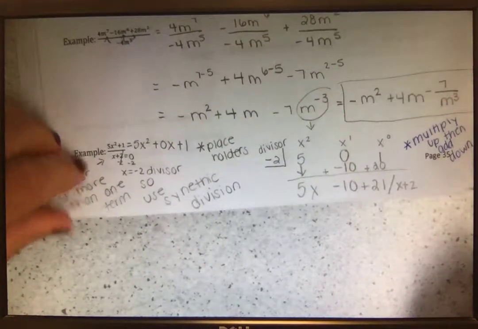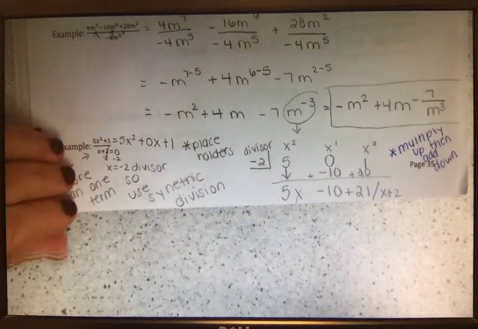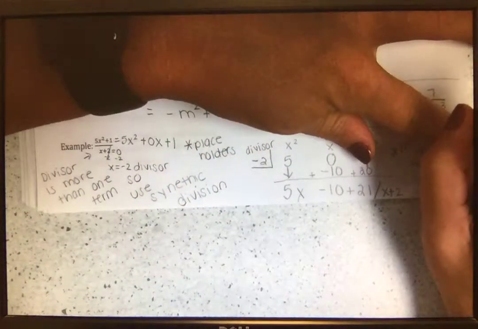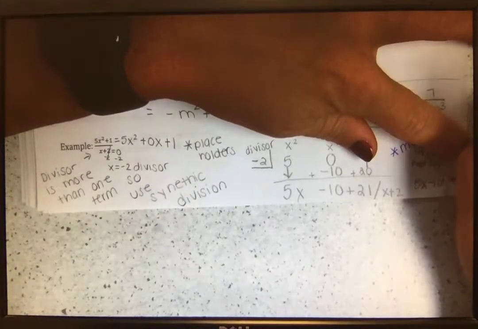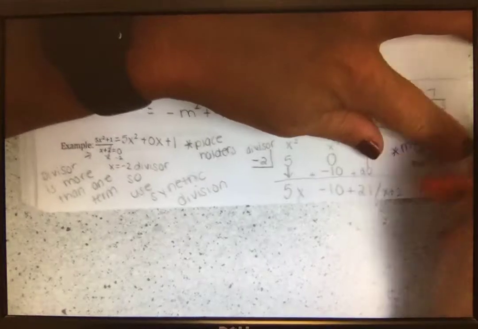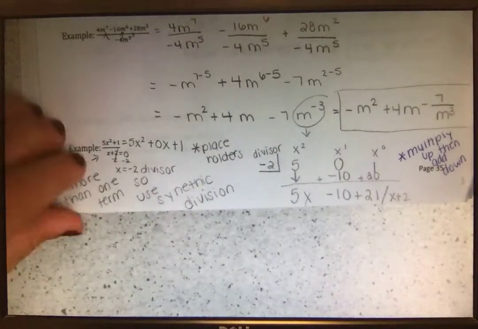So our final answer here, and I'm sorry I'm running out of room because it was supposed to be on the other page, will be 5x minus 10 plus 21. Let me write it on the other page. Here's this, just rewriting the answer on the next page. So 5x minus 10 plus 21 over our divisor, which was x plus 2.